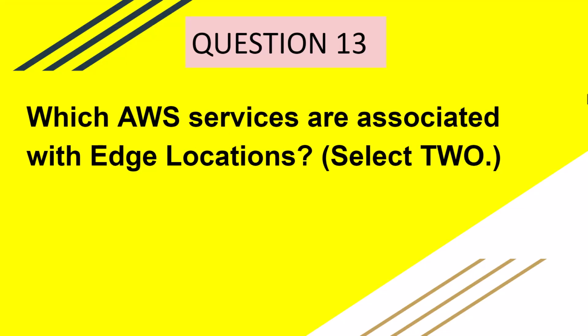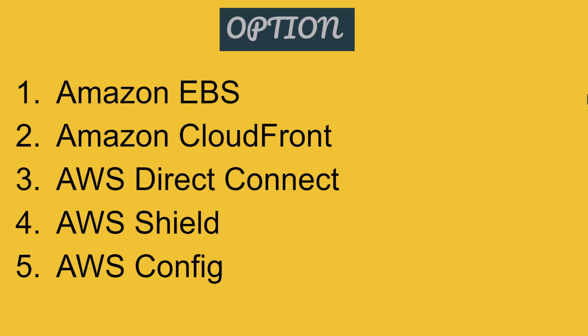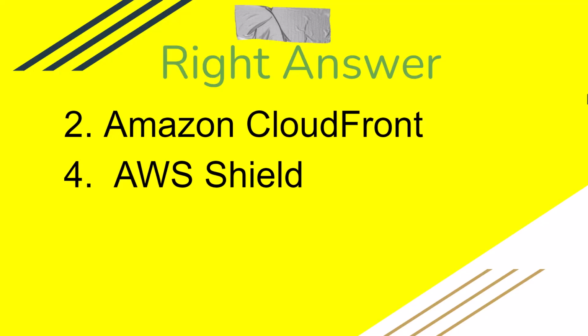Question 13. Which AWS services are associated with edge locations? Select 2. Option 1. Amazon EBS. 2. Amazon CloudFront. 3. AWS Direct Connect. 4. AWS Shield. 5. AWS Config. Right answer is 2. Amazon CloudFront.